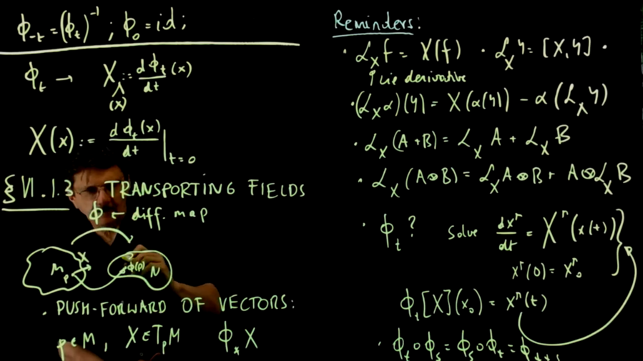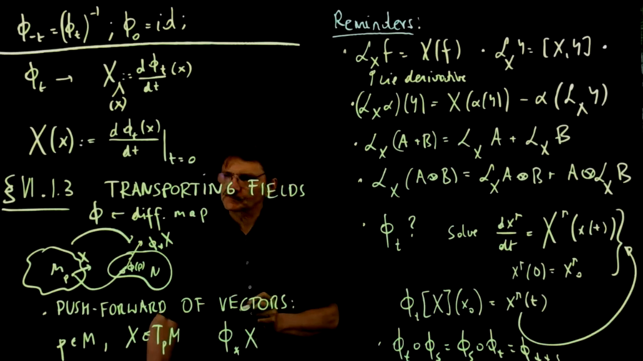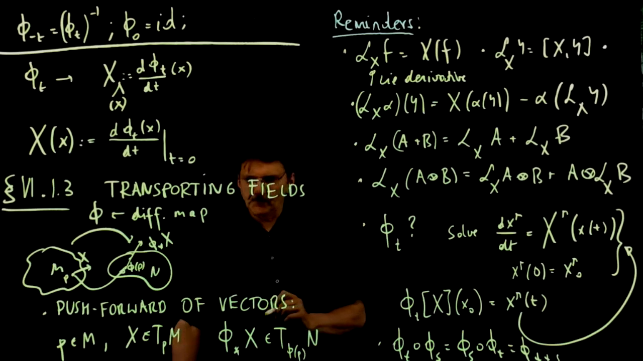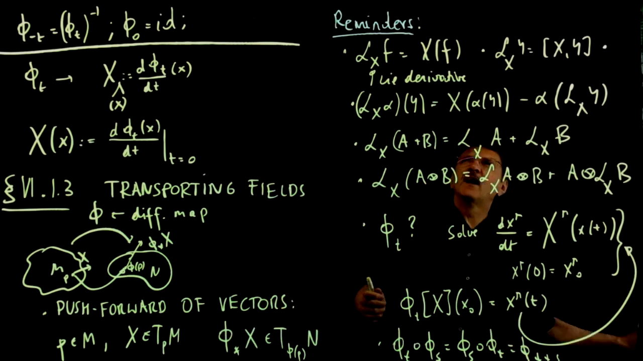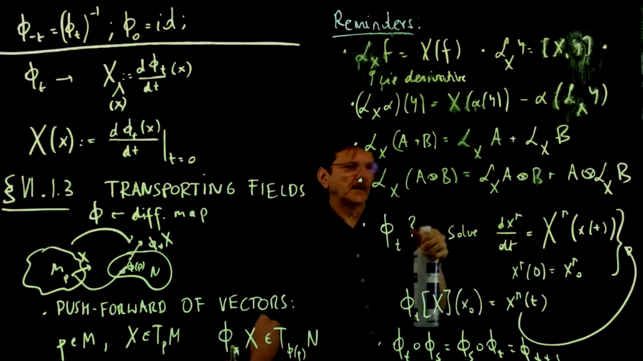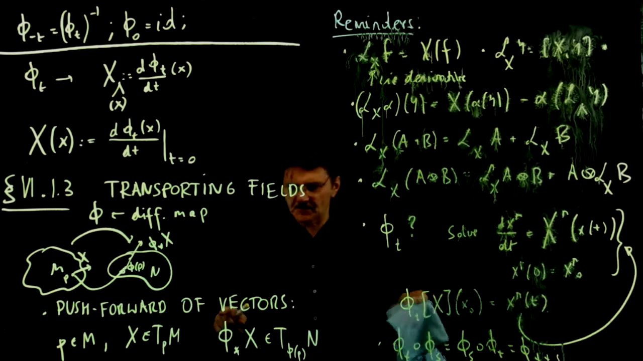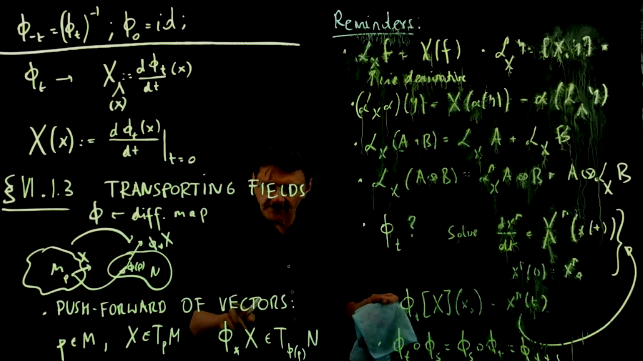So this is X. And here, I don't have enough room to draw an arrow, but well, okay, let me just do it like that. So this would be phi star of X. This should be a vector tangent to N at this point phi of p. And well, what do vectors do? Vectors want to act on functions. So vectors are first order differential operators on functions. So we just need to take a function. So this is tangent to this manifold N. So we just want to take a function defined on N and act on this with this guy.